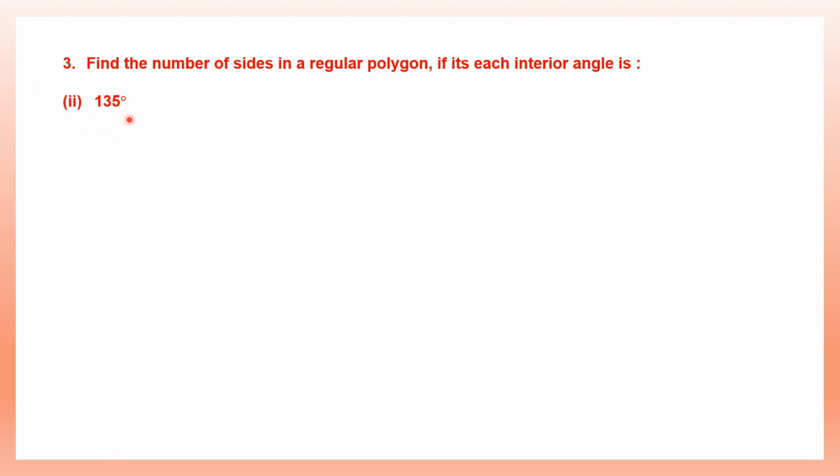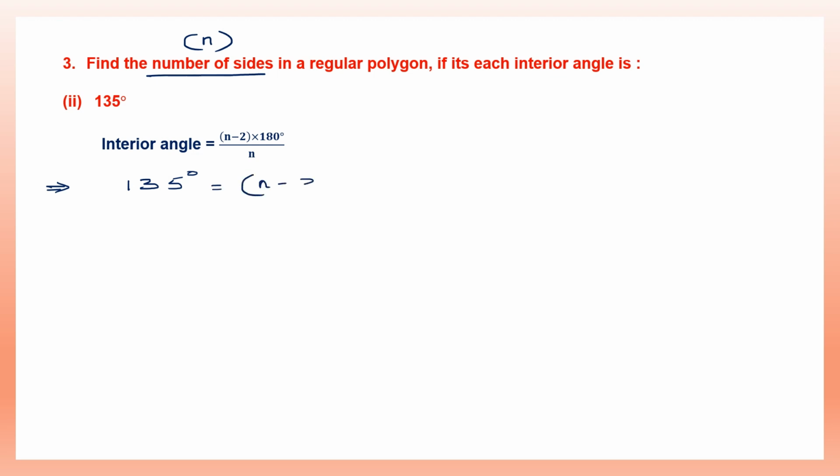Second question, here the interior angle is 135 degrees. So let's use the same formula. Interior angle is (n minus 2) into 180 by n, where n is the number of sides. Remember, n is the number of sides. This time the interior angle given to us is 135 degrees. This is equal to (n minus 2) into 180 degrees divided by n. So again, we are going to transpose n to the other side. So it will come here as multiplication.